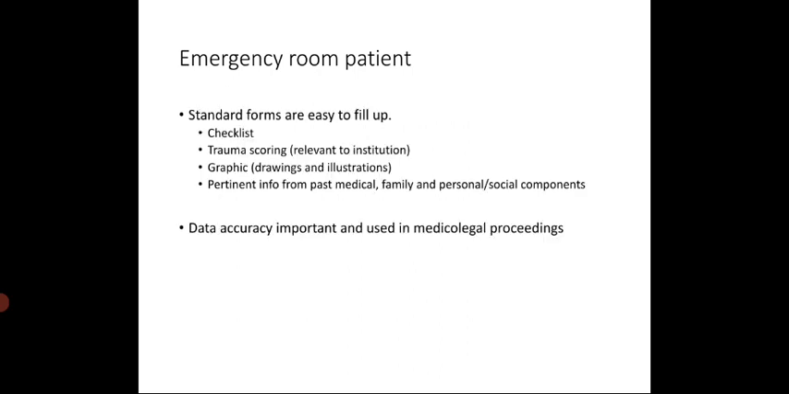So there are standard forms to fill up. We have the trauma scoring. We also have graphic drawings, which are important for medical legal cases, and also pertinent info from past medical history, family history, as well as personal and social components, like, for example, any history of drinking. All of these data is important and can be used in medical legal proceedings. So, you have to be very accurate.